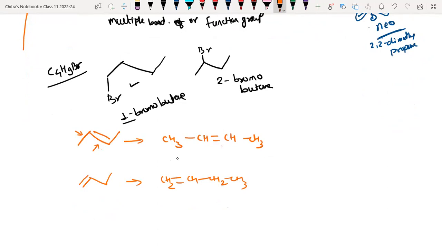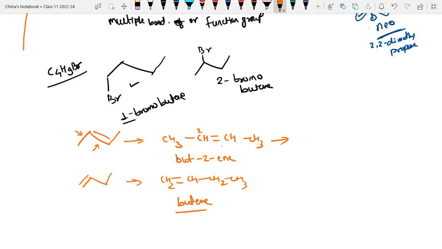Now we are going to write the names. Again we have 4 carbons, so for 4 carbons we use but. The position of the double bond starts from the second carbon atom, so we write 2, and for the double bond we write ene. So but-2-ene is the name for the first one. For the second one, it is but-1-ene, and since the double bond starts from the first carbon, there is no need to write the position. So it is butene. These two different names are due to the difference in position of the double bond.